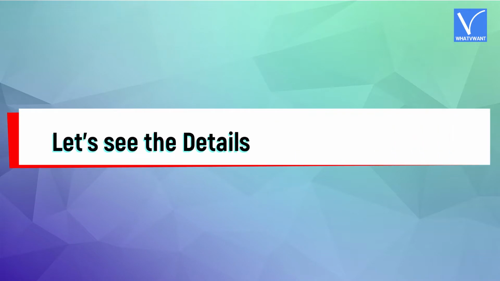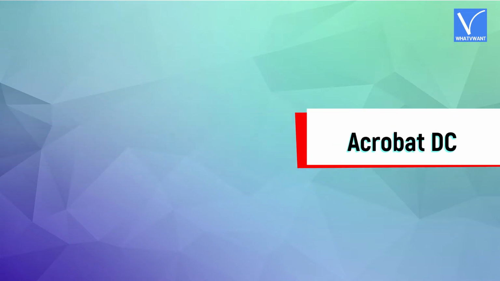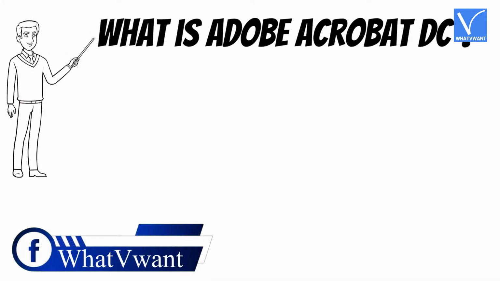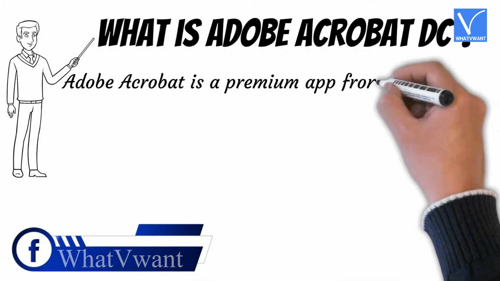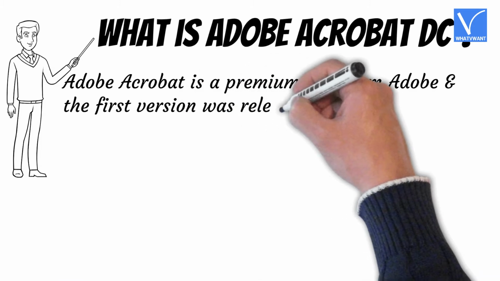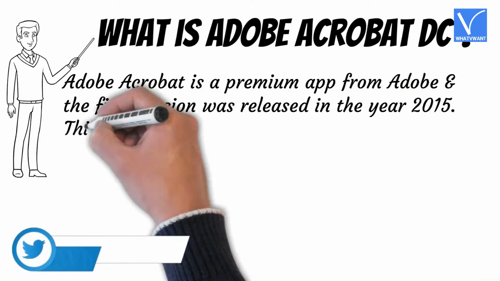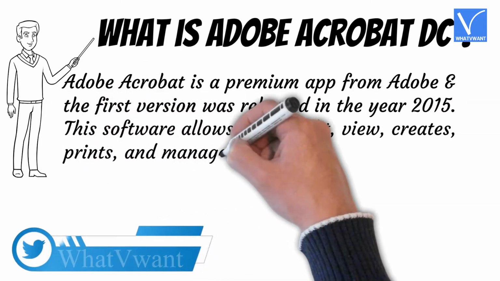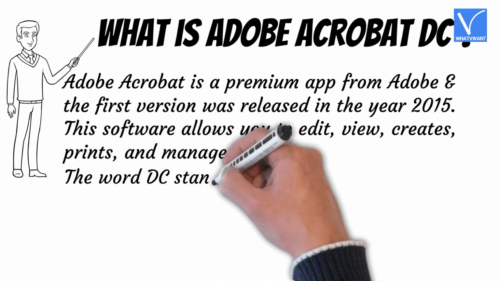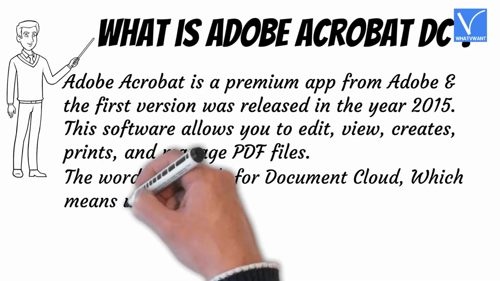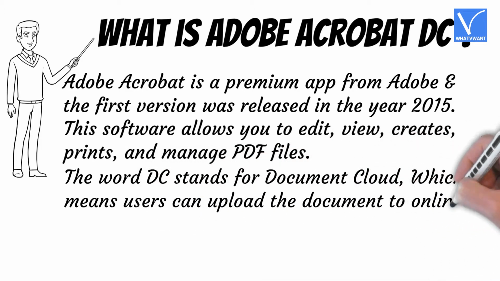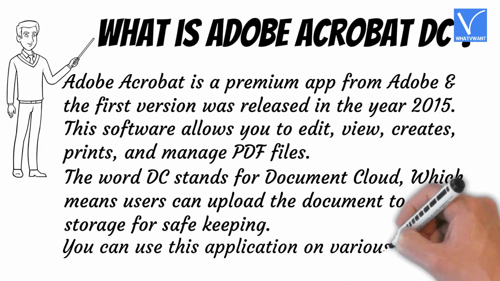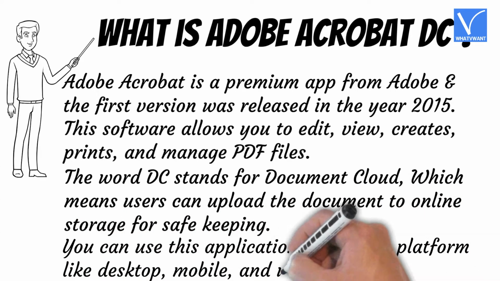Now, let's see the details of Adobe Acrobat DC. What is Adobe Acrobat DC? Adobe Acrobat is a premium app from Adobe, and the first version was released in the year 2015. This software allows you to edit, view, create, print, and manage PDF files. The word DC stands for Document Cloud, which means users can upload the document to online storage for safekeeping. You can use this application on various platforms like desktop, mobile, and web.